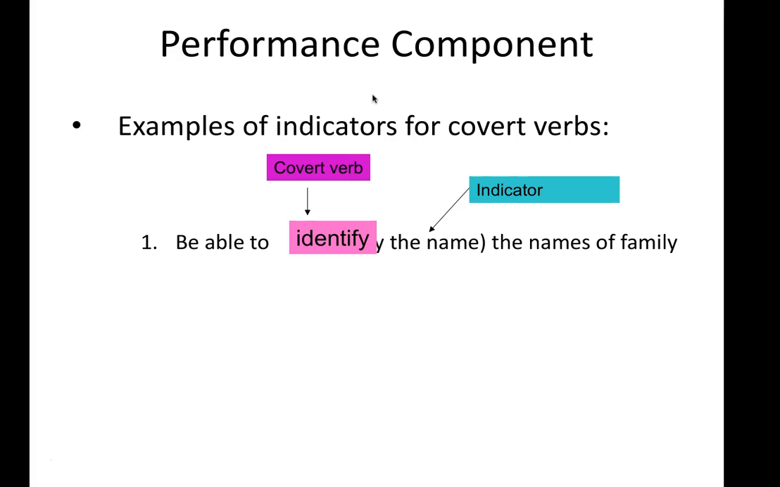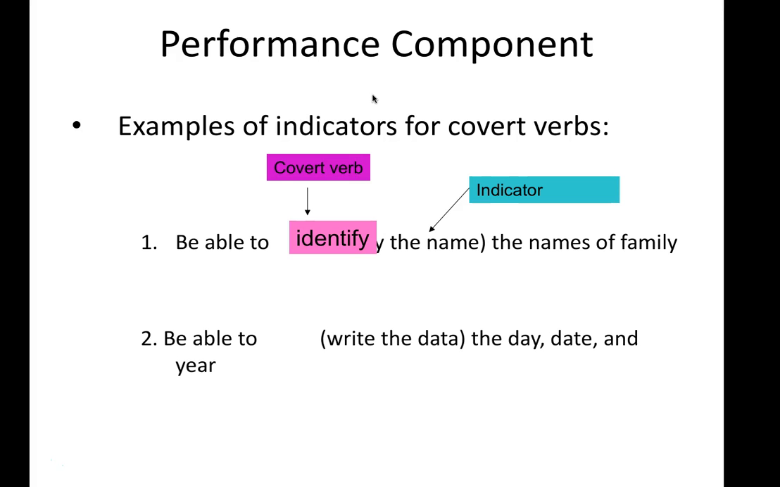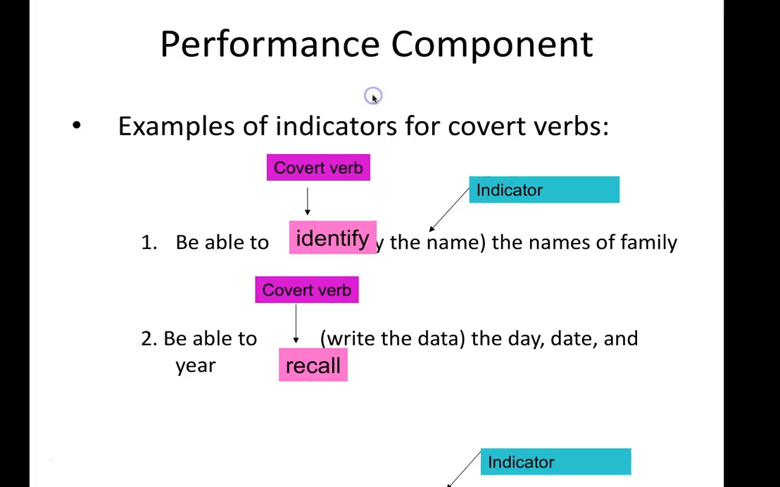Okay, so here's another example. Let's say that we want Johnny to recall. So we're trying to get at the fact that this is a memory thing. So Johnny will be able to recall, that is, write the day, date, and year. So we know that it's something written, not something spoken. So the covert verb is recall, and the indicator is write the date.